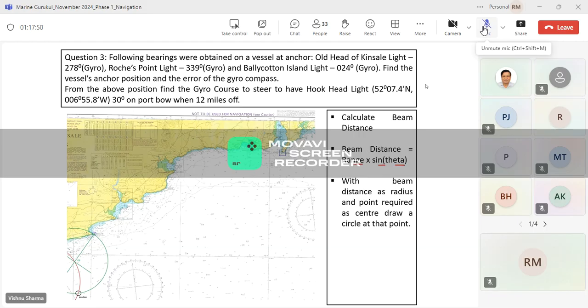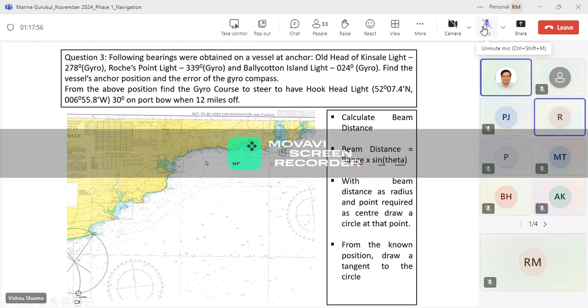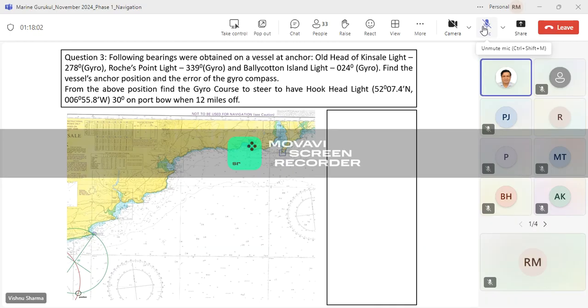Then from the known position is the anchor position. We draw tangent to the circle. Now guys, to a circle, you can draw two tangents. Which one will you draw? That will depend upon whether you have to have the light on the port side or the starboard side. Let me just show it to you.